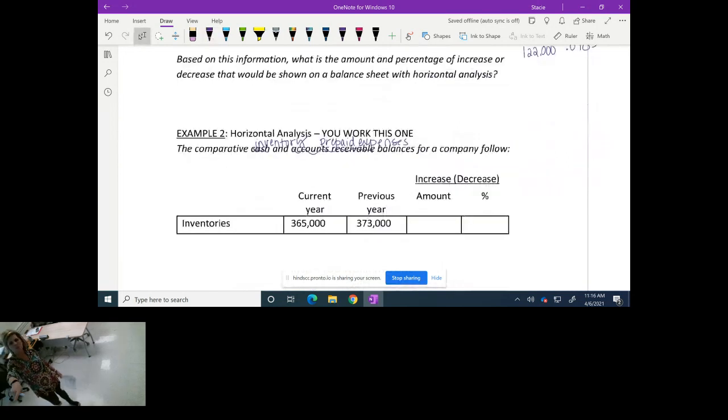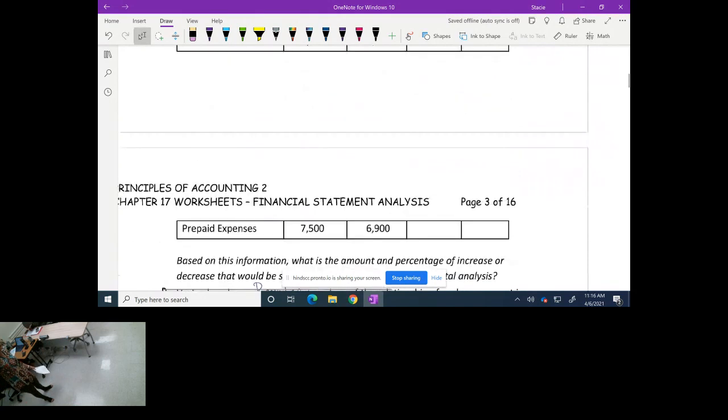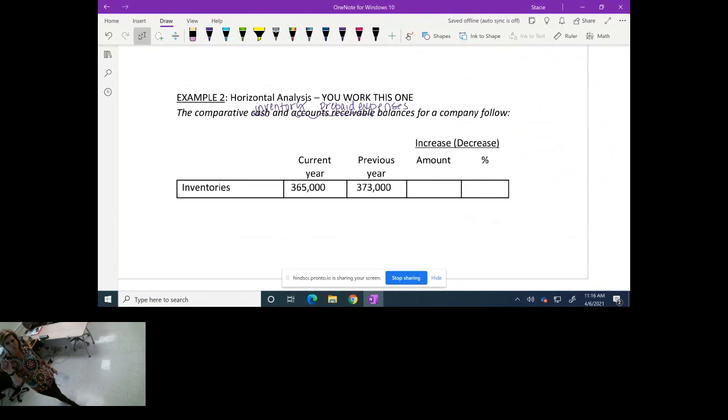All right, on example 2, the wording is messed up because I was copying and pasting. This should say the comparative inventory and prepaid expenses balances, and it's not supposed to be on 2 pages, but thanks to Office Online version, it cut my pages off in the wrong spots. So you've got 1 down here and 1 up here. We're doing the same thing, except this time we're comparing inventory and prepaid expenses.